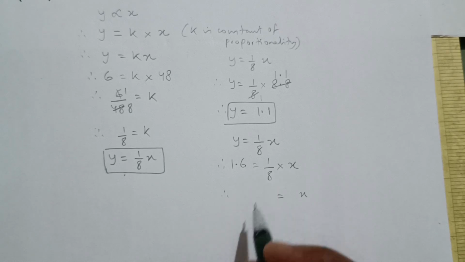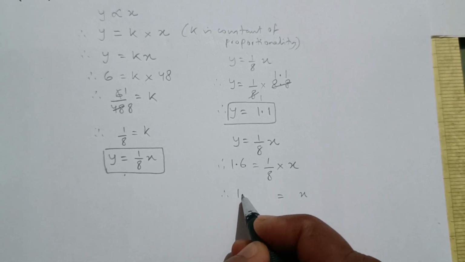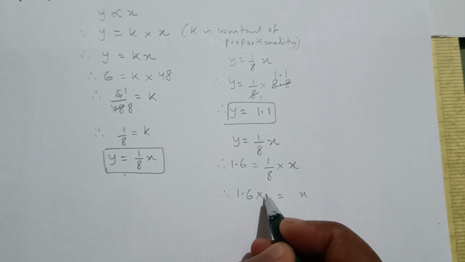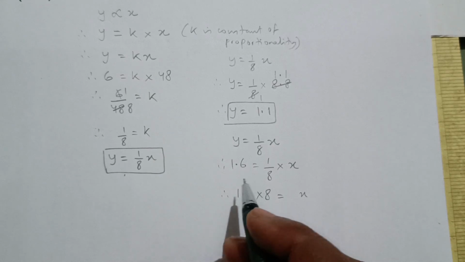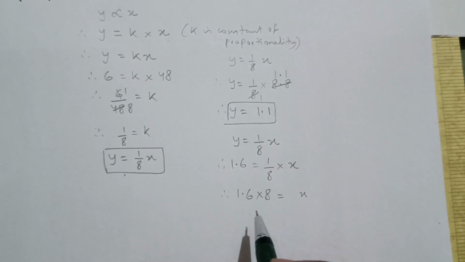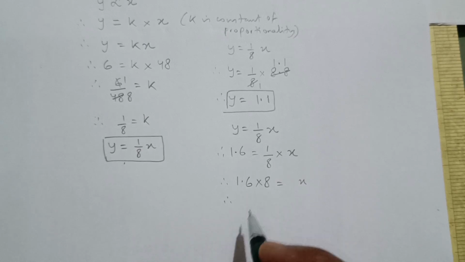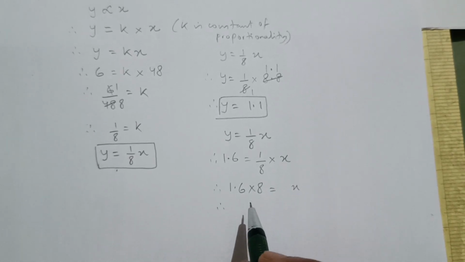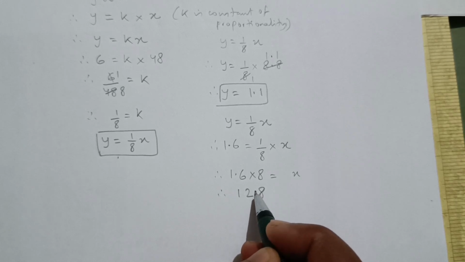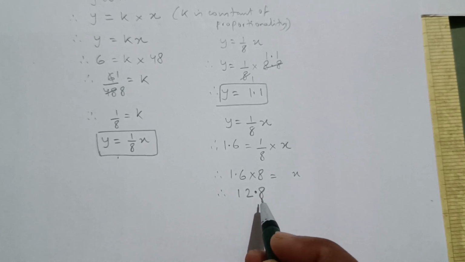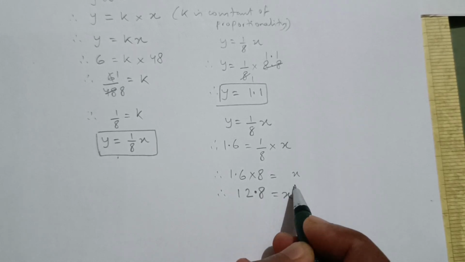x is 1.6 multiplied by 8 divided by 1, but that doesn't make any difference because anything divided by 1 is that number itself. So 1.6 multiplied by 8 will give us the value of x. Now what is 1.6 multiplied by 8? 16 eights are 128, and then I will put the decimal over here. So 12.8. So the value of x is 12.8.